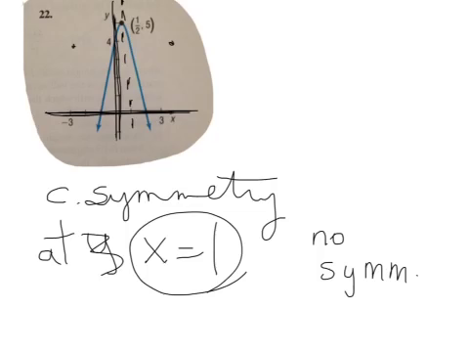All right, so that's 20 and 22. Again, you should be able to do now 11 through 21 odd.